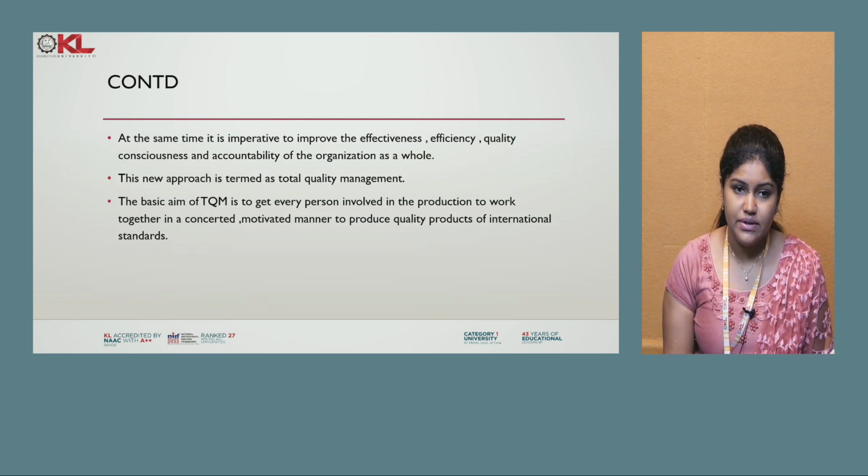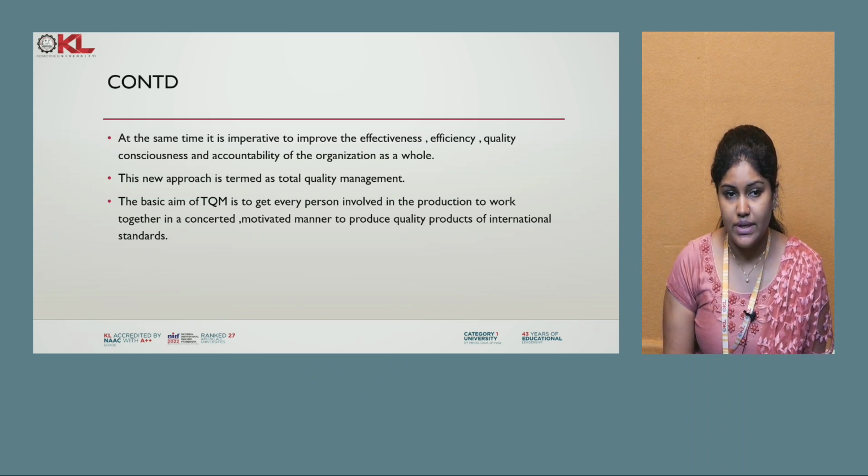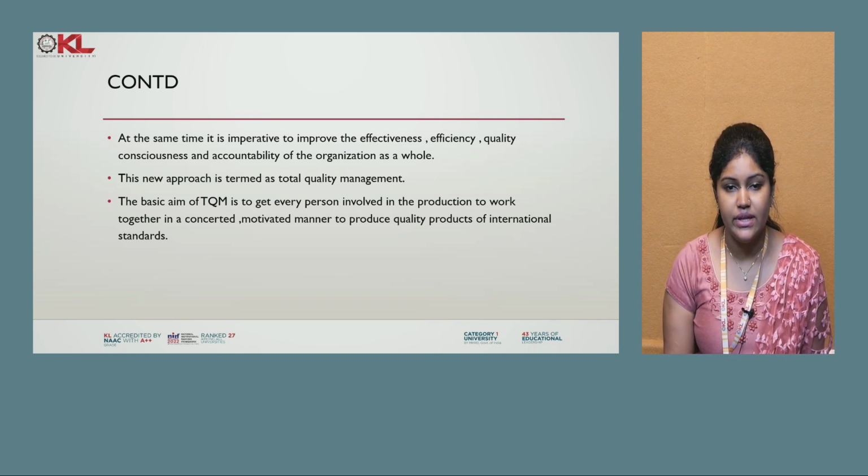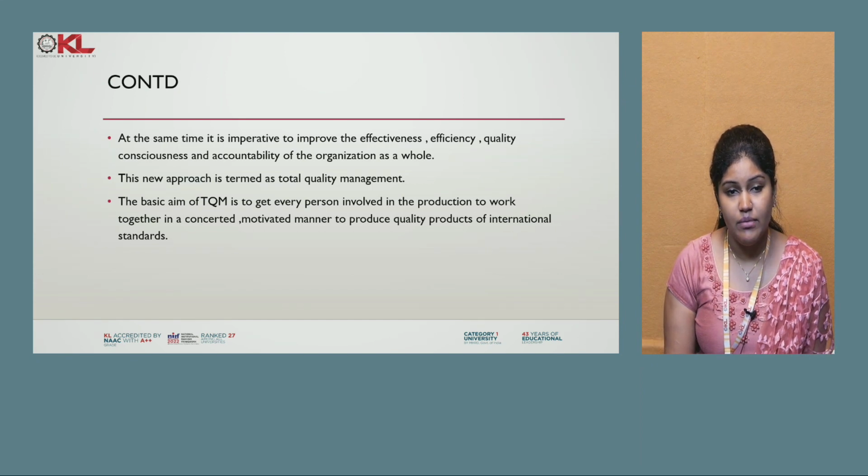At the same time, it is imperative to improve the effectiveness, efficiency, quality, and accountability of the organization as a whole. This new approach is termed total quality management. So at the same time, we will improve the effectiveness, efficiency, and accountability. This also we will study in detail in the next class. The basic aim of total quality management is to get every person involved in the production to work together in a concerned, motivated manner to produce quality products of international standard. So we will make every person produce proper work, and that itself forms quality products of international standards.